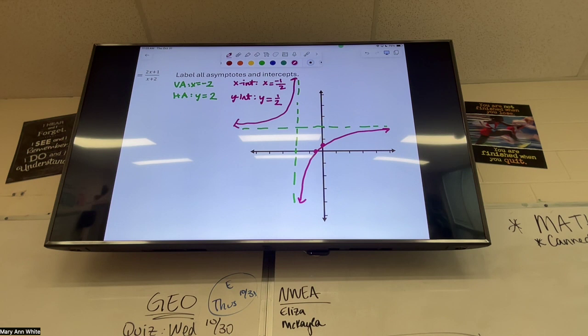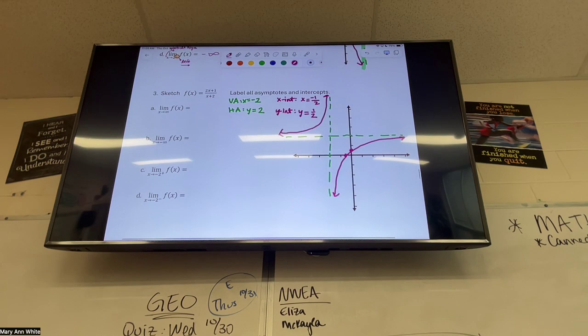I've got my graph up. Does it look like yours? Good with that so far? Okay, let's do our limit notation. What's my limit of my function as x approaches positive infinity? As x gets bigger and bigger, what is y getting closer and closer to? 2, very good.